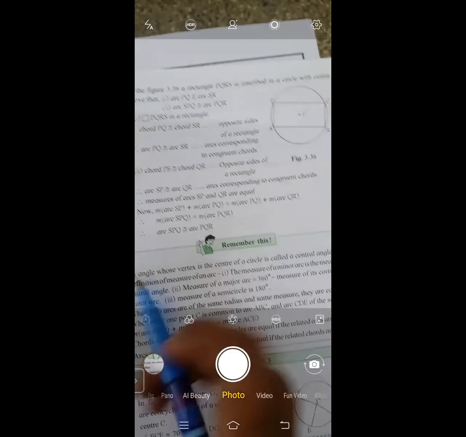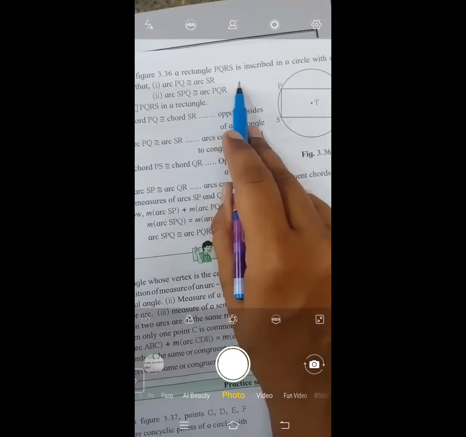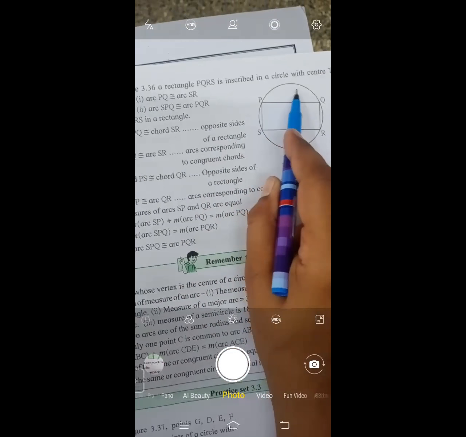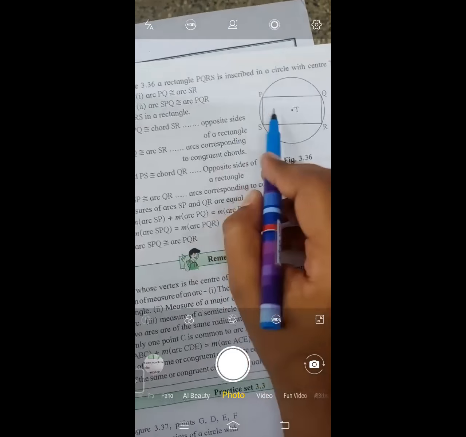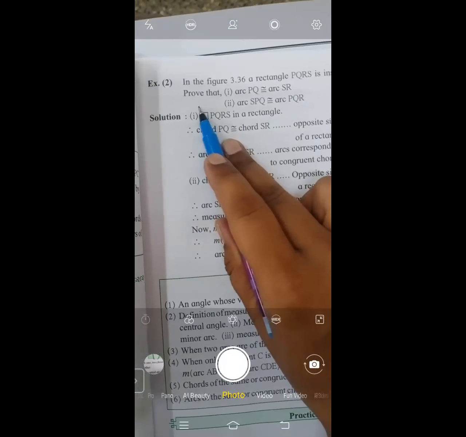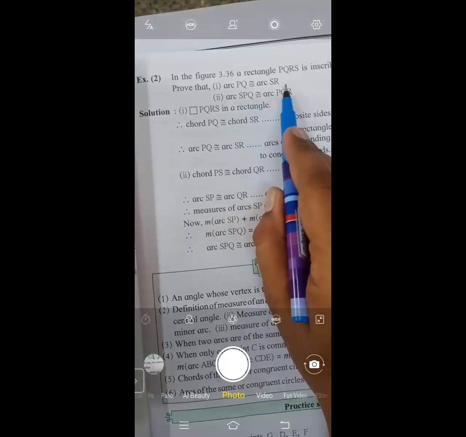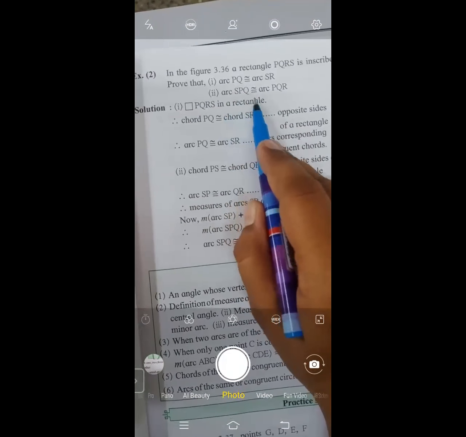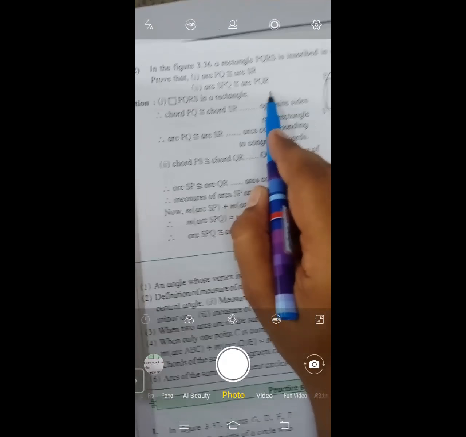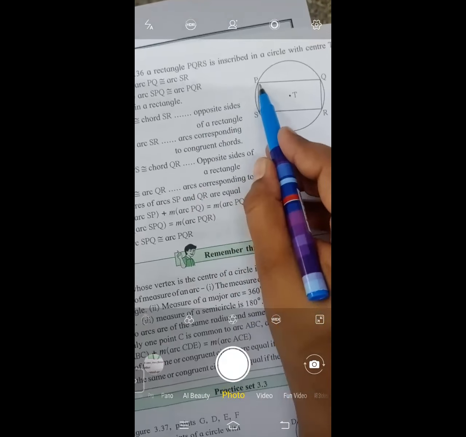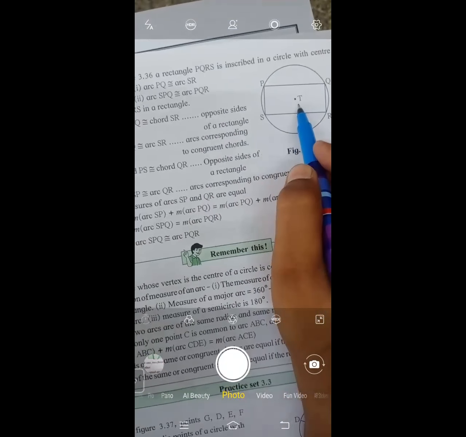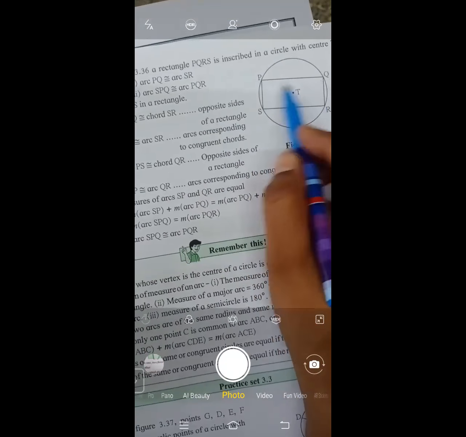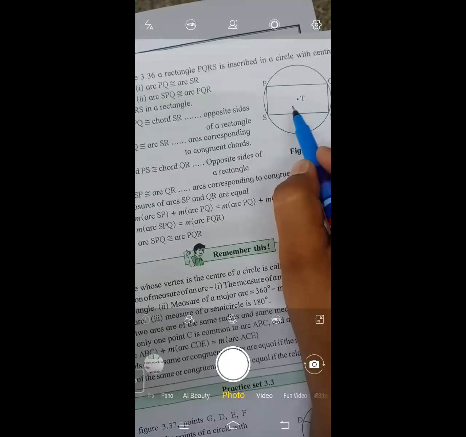Similarly, we will go towards the second thing. In figure 3.36, a rectangle PQRS is inscribed in a circle with center T. Prove that arc PQ is congruent to arc SR, and arc SPQ is congruent to arc PQR. Now you can see that a rectangle is placed inside the circle. All the vertices of the rectangle are on the circle. And the center of the circle is T.